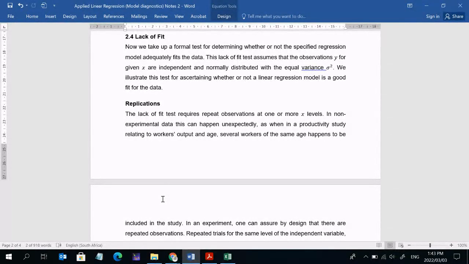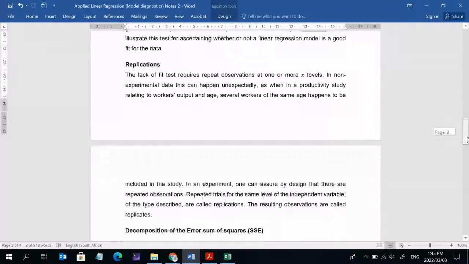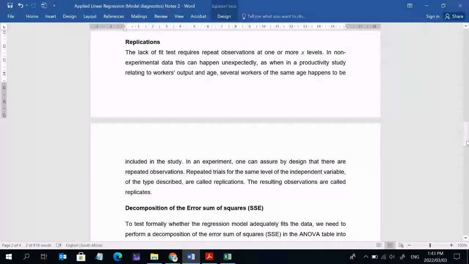Because you are given a data set, you just decide that this one is for simple linear regression. But does that fit the data? Is that a good fit? Is that data for simple linear regression? So we want to test that using a lack of fit. But the lack of fit requires repeat observations at one or more levels of X. This test requires that there should be a replication on the levels of X.